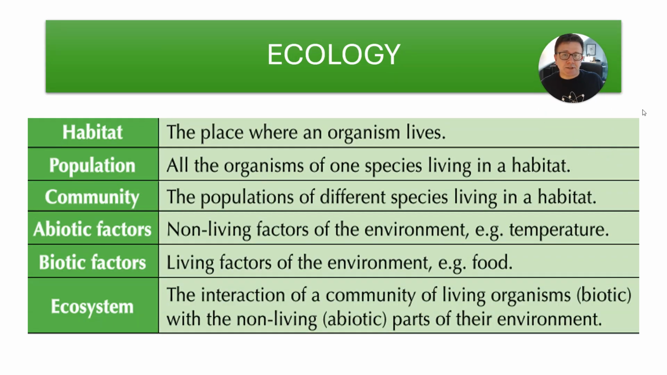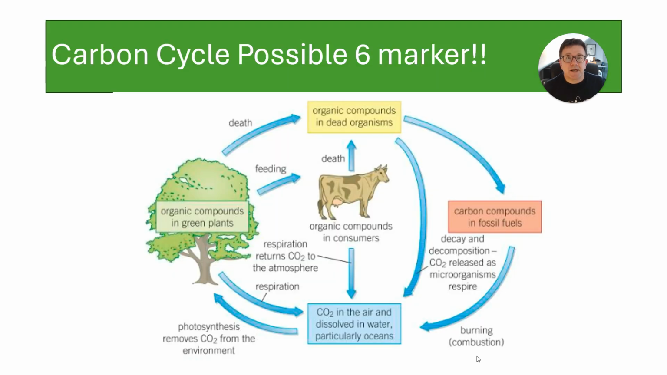Ecology, last section. You do need to know all those definitions. They love those definitions, and they say to learn them in the spec, so please do learn those. Carbon cycle, possible 6 marker. It didn't come up last year, and that looks complicated, but I'm going to just show you an exemplar. Before I do, there are 3 processes you need to be aware of. 4 actually, sorry. Photosynthesis removes carbon dioxide from the atmosphere.